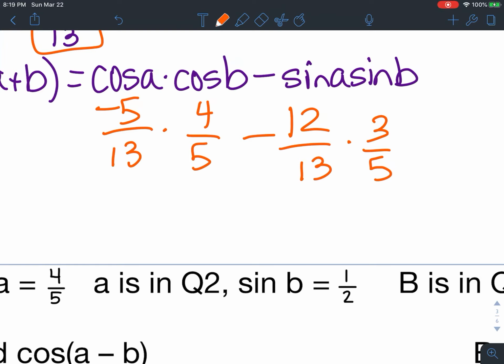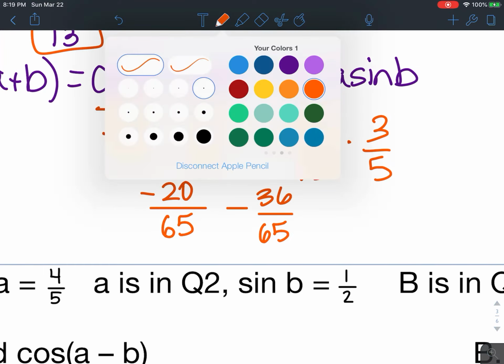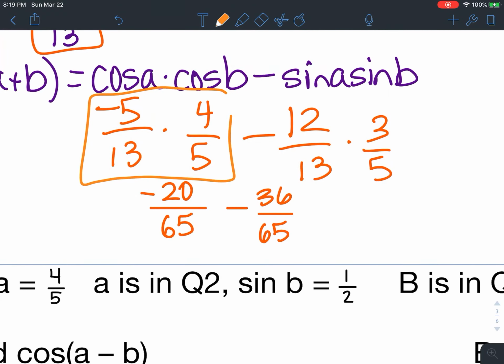So we're multiplying fractions here. I would recommend not cross-canceling because you're going to wind up needing a common denominator in a minute anyway. So that's going to be -20 over 65, because that's 13 times 5, minus 12 times 3, which is 36, over 65. See, if you had cross-canceled here and gotten rid of these 5s, you would have had to multiply it by 5 in a second anyway to get a common denominator. That happens most of the time, so don't cross-cancel.